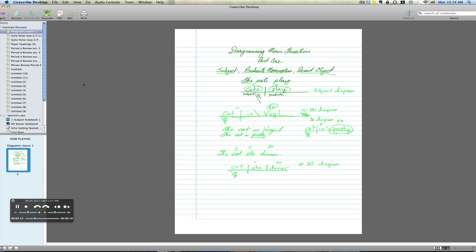Okay, so we have the subject and the predicate, or the subject and the verb. So we have diagrammed the first of Nancy Noun's jobs, the subject.